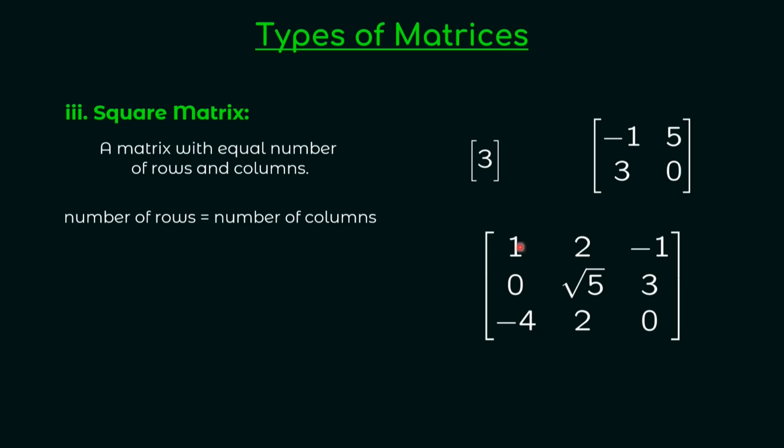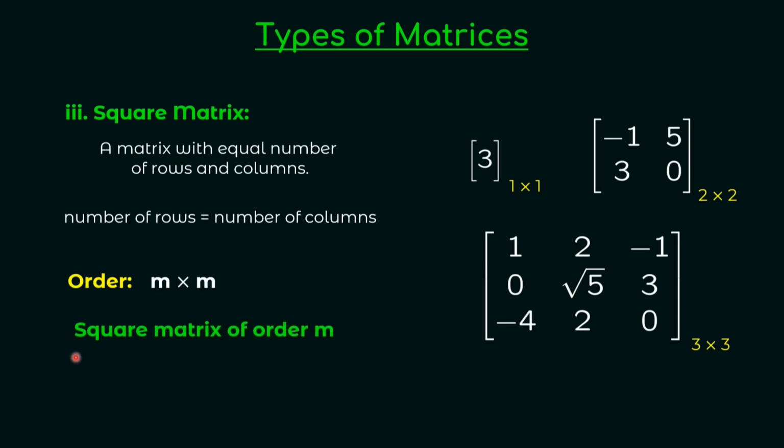So now what are the orders of these? The first matrix is a 1 by 1 matrix, number of rows by number of columns. And the second matrix is a 2 by 2 matrix, 2 rows by 2 columns. And the third matrix is a 3 by 3 matrix, 3 rows by 3 columns. So you can observe a pattern, right? The order will be of the form m by m. Now generally, a square matrix of order m by m is called a square matrix of order m. No need to say it twice if it is one number, right? So we'll simply call it a square matrix of order m.